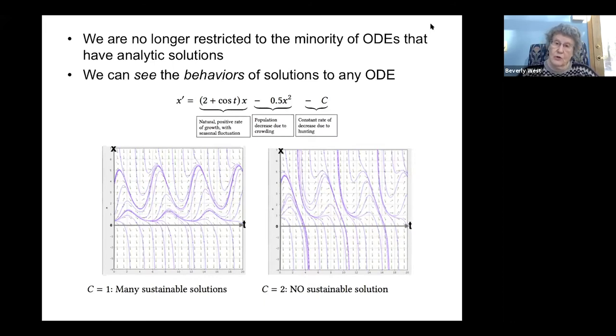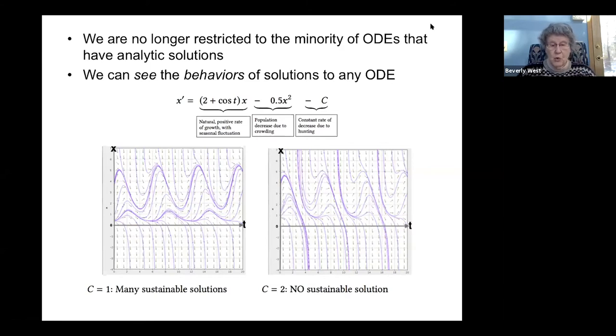This example I've often used with non-mathematicians, where x is a population of animals and x prime is the rate of change, which depends on the growth of the population. That's a growth rate of 2 plus cosine t, which gives a seasonal fluctuation. Then we subtract a term for crowding, because the population can decrease if it's too crowded. And we subtract another constant rate of decrease due to hunting licenses, which could be the number of hunting licenses issued in a given year. And just that number C makes a huge difference.